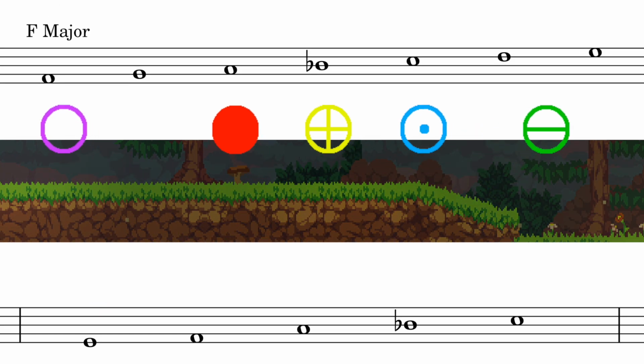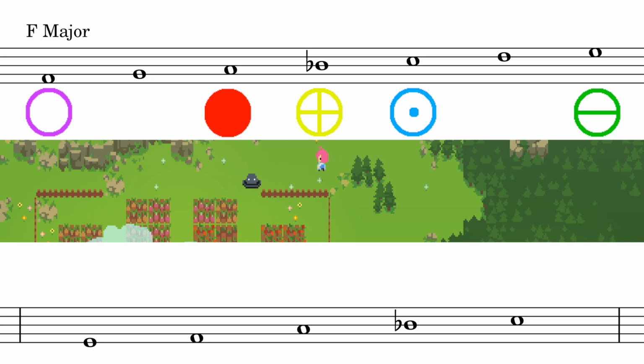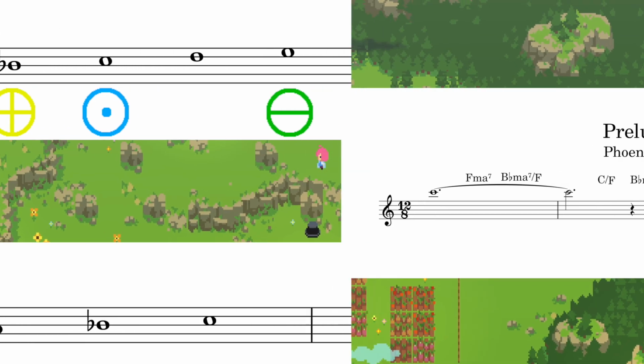But it's really just a permutation of F major and functions as such in the different flute songs that you learn. Let's take a look at a few of the examples, starting with the prelude of Pancello.